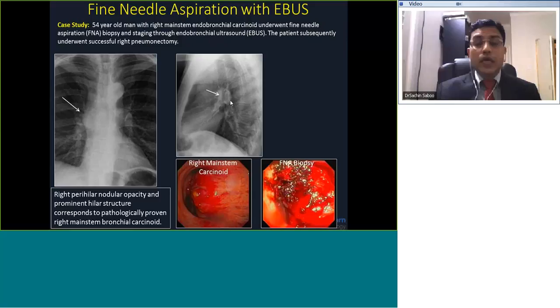a right mediastinal carcinoid, and how was this approached? After the radiograph, a CT scan was done to assess where it is located, and subsequently an endobronchial ultrasound guided biopsy was performed, which turned out to be a right mediastinal carcinoid. And as you can see on this bronchoscopy image, there is a carcinoid lesion in the right mediastinal bronchus, and subsequently the post FNA biopsy appearance on the bronchoscopy.